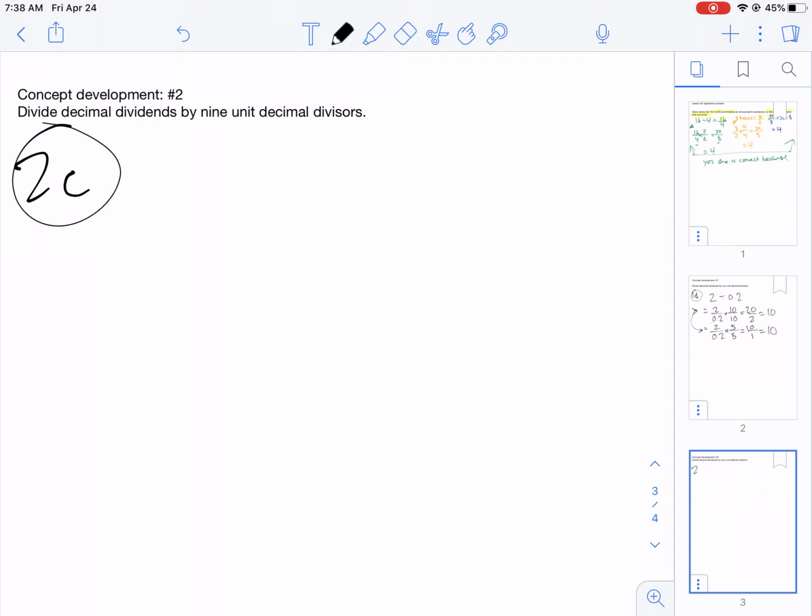2C. 1 68/100 divided by, this one's a little different, 12 hundredths. But I still want you to do those same steps that we just did. So go ahead and pause the video and do this one yourself.